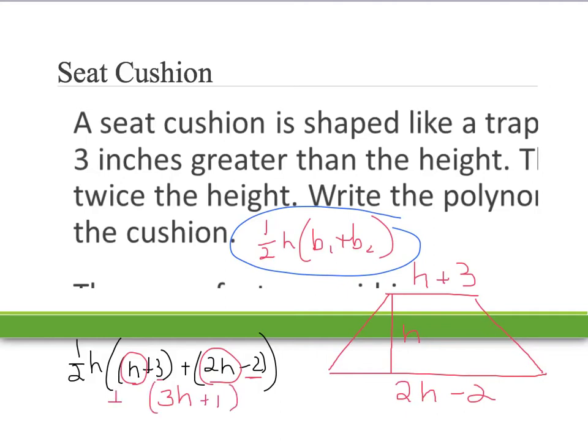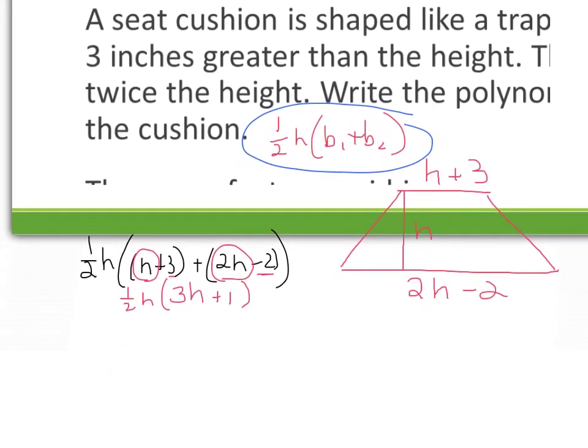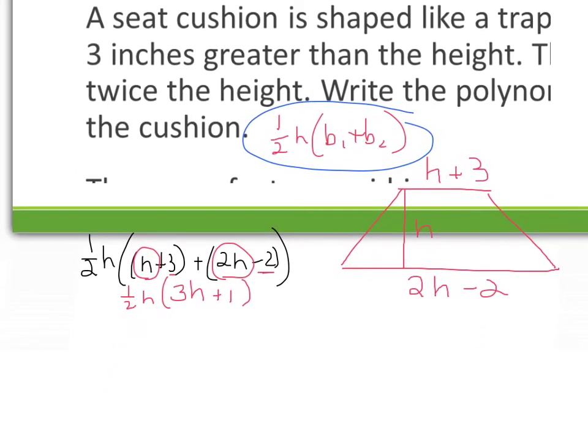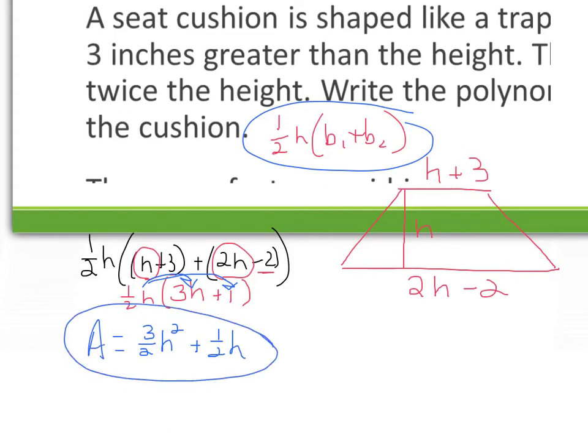Then I'm going to multiply by one half h. At this point, I'm multiplying a monomial by a polynomial, so I need to distribute. Multiply the coefficients: one half times 3 is 3 over 2, and h times h is h squared. Then we distribute here: one half times 1 is one half, and there's just 1h. So the area can be represented by 3 over 2 h squared plus one half h.